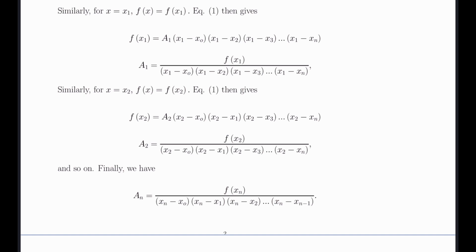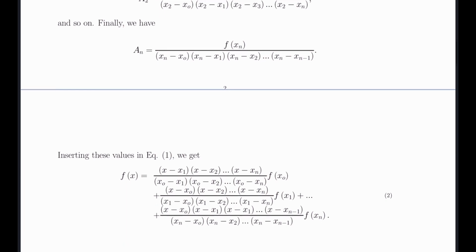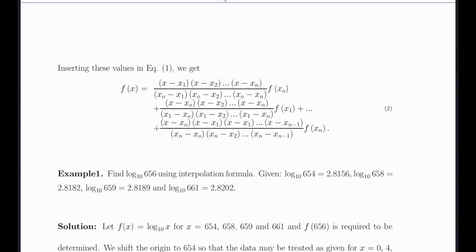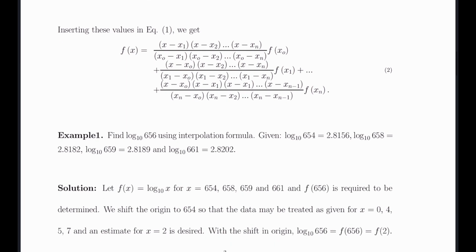Only one term remains if you evaluate the value of the constants a1, a2, a3 and so on. And so finally we have an is f(x0) upon (xn minus x0)(xn minus x1) up to (xn minus xn-1). So we have determined the value of the different constants a0, a1, a2, a3 up to an. So insert the value of the constants in equation 1 to get the value of f(x).